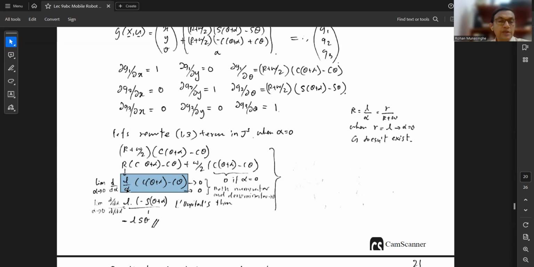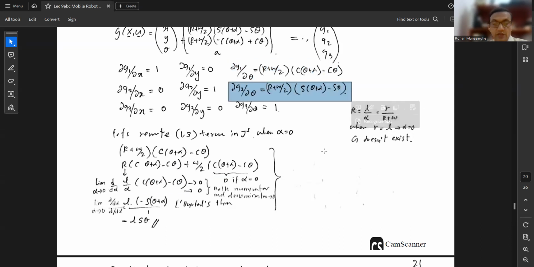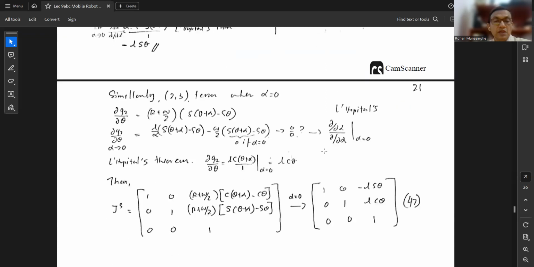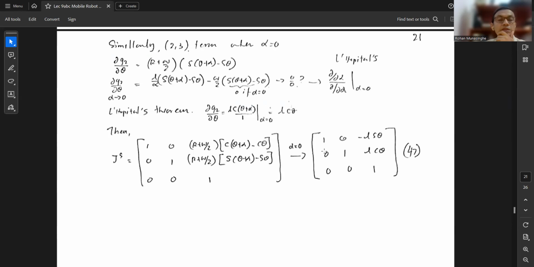And when you differentiate the denominator with respect to alpha, it's 1. So therefore, the answer is minus L sine theta. When alpha equals 0, this is simply minus L sine theta. Similarly, you can find out the second one, a similar expression. So let me show you these expressions over here. The second row, last term would be just L cos theta.